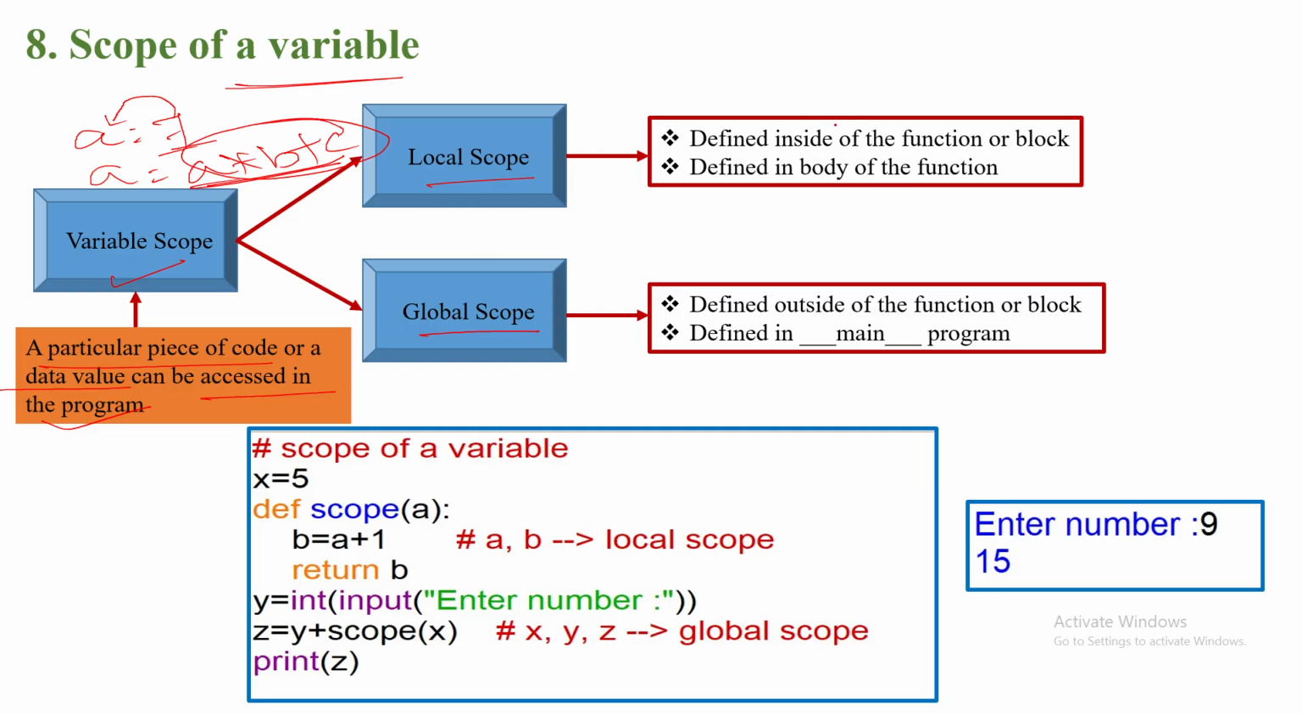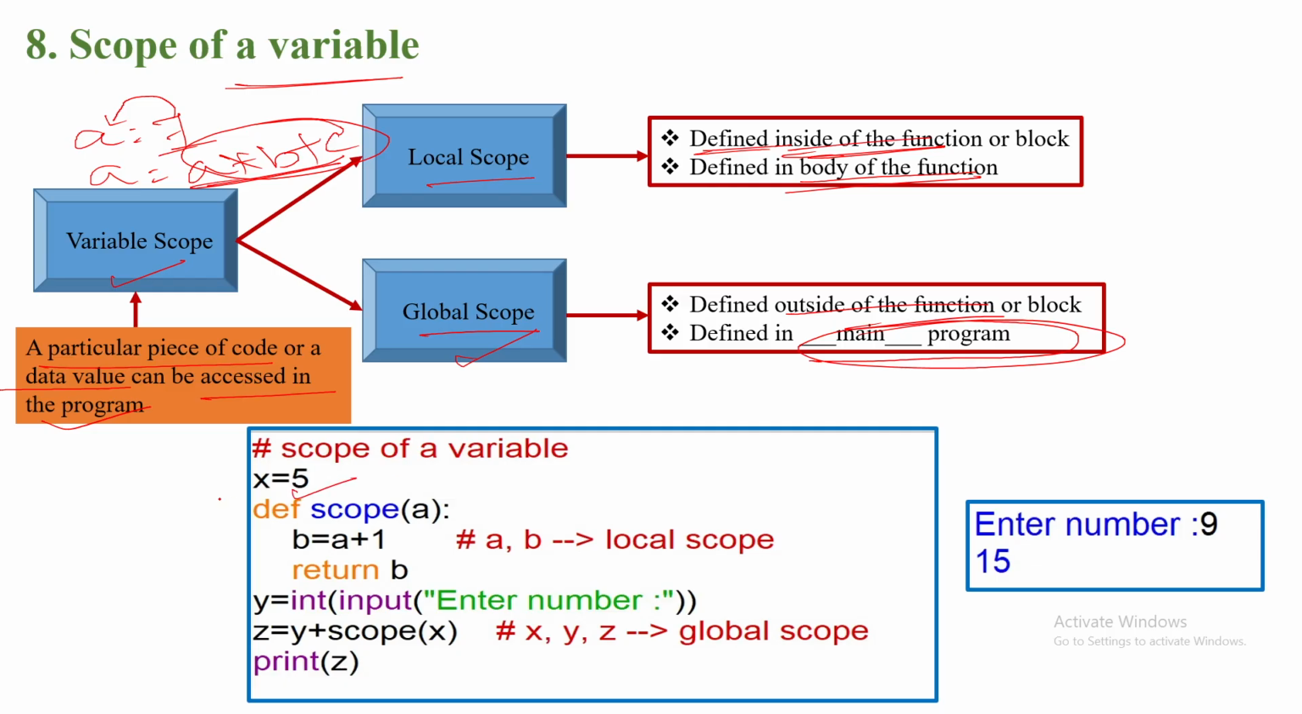Local means inside of the functions we will define it. This is called local scope. Inside of the function is called the body of the function. Global scope is defined outside of the functions or blocks, that means in the main program we will input it or define it. This is the global scope. Through the examples you will understand.